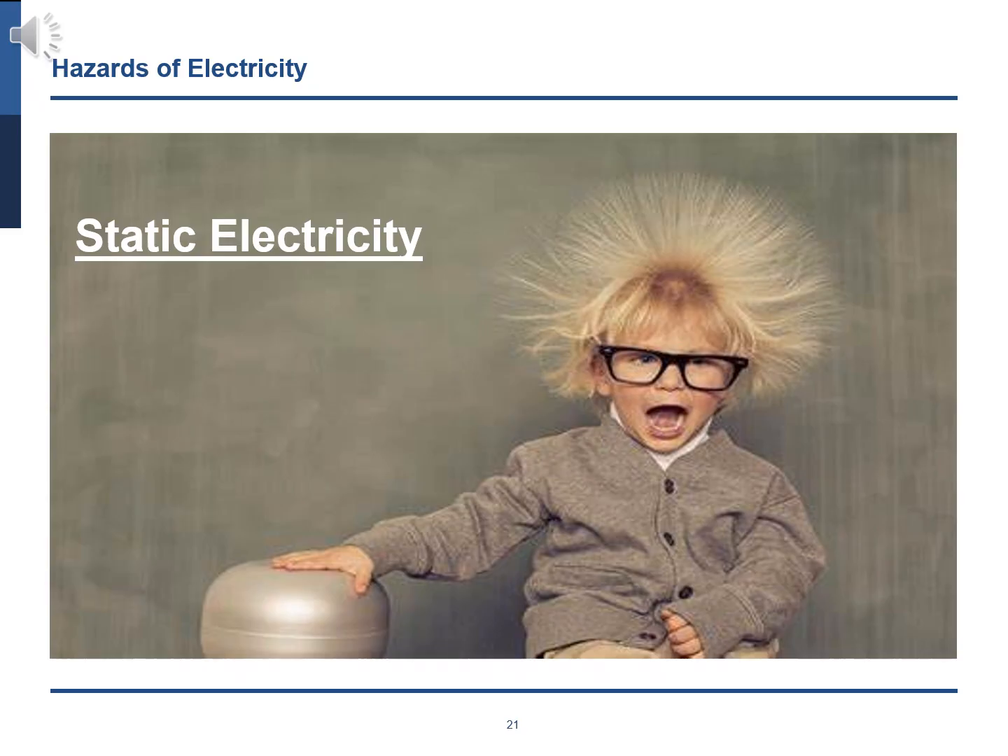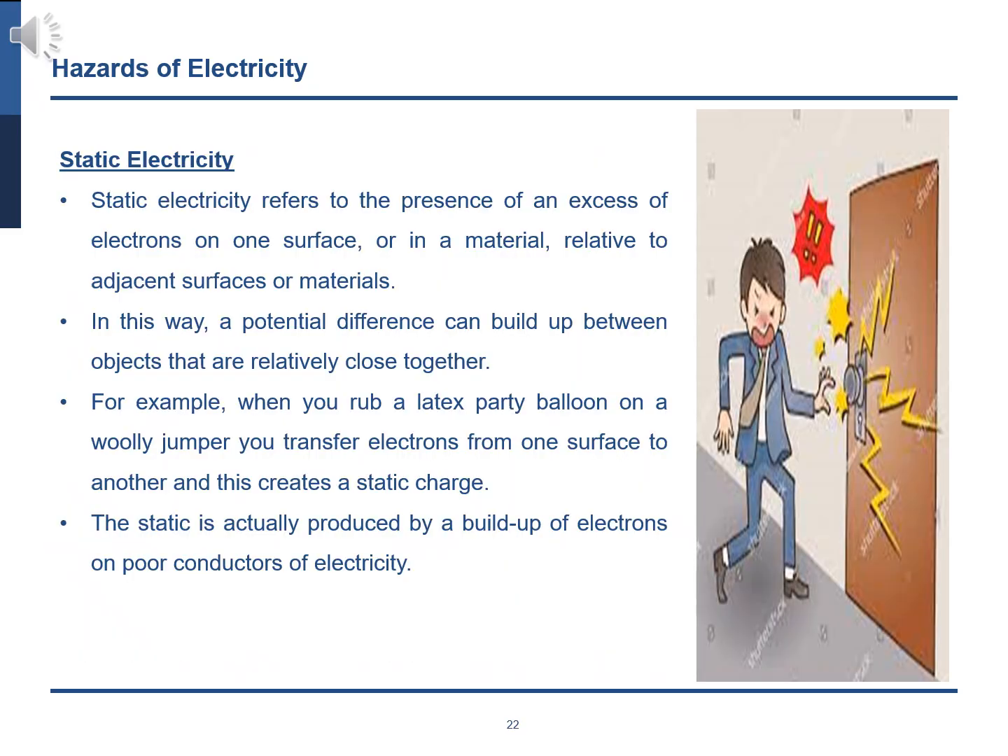Static electricity. Static electricity refers to the presence of an excess of electrons on one surface, or in a material, relative to adjacent surfaces or materials. In this way, a potential difference can build up between objects that are relatively close together.